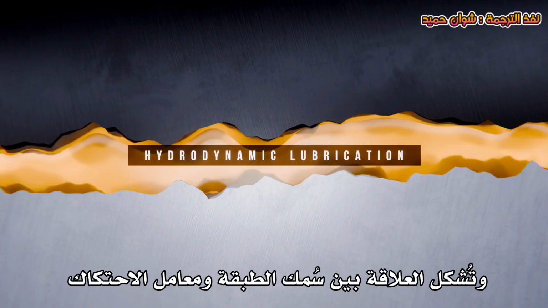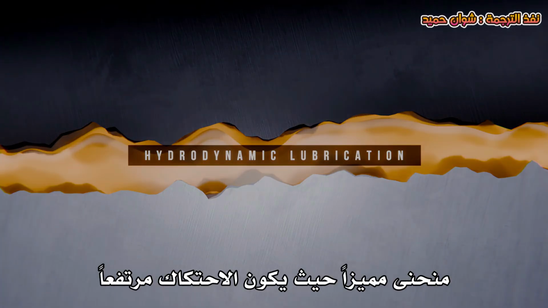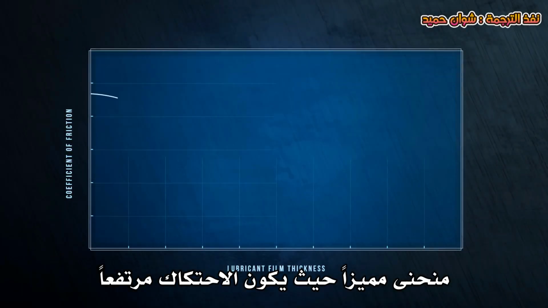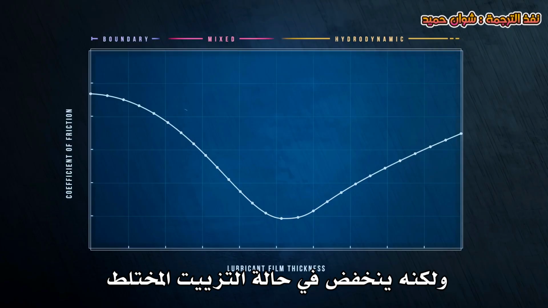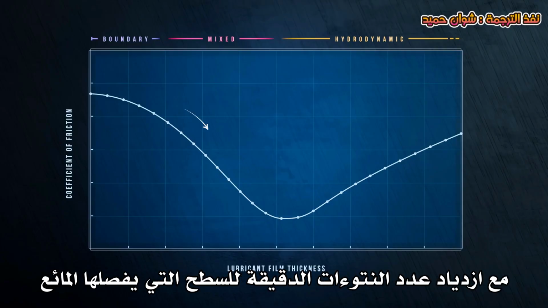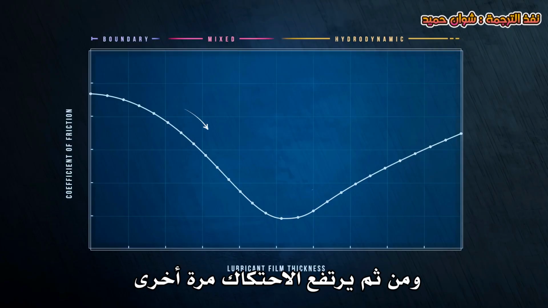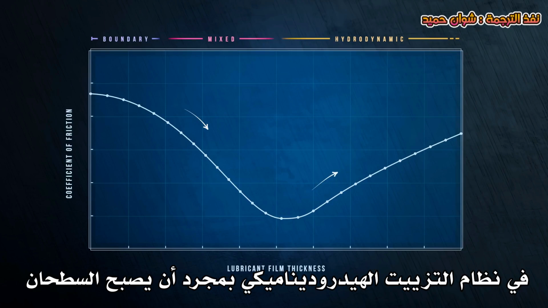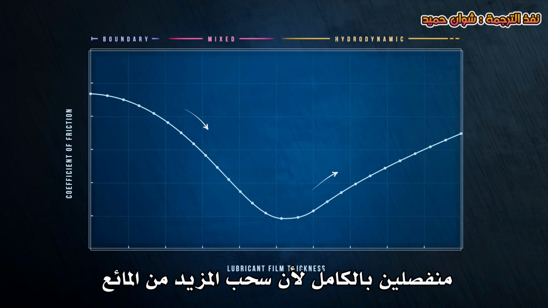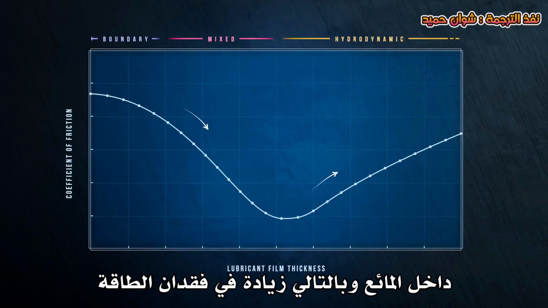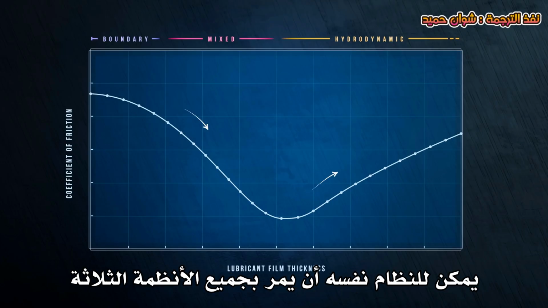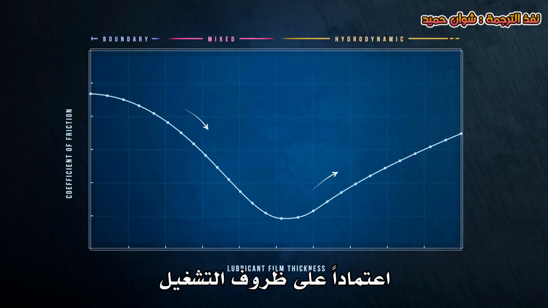The relationship between film thickness and coefficient of friction forms a characteristic curve. Friction is high when the film is very thin, but falls in the mixed lubrication regime as more surface asperities are separated by the fluid. It then rises again in the hydrodynamic regime once the two surfaces are completely separated, because more fluid being dragged between the two moving surfaces means an increase in viscous shear forces within the fluid, and so increased energy losses. The same system can pass through all three regimes, depending on the operating conditions.